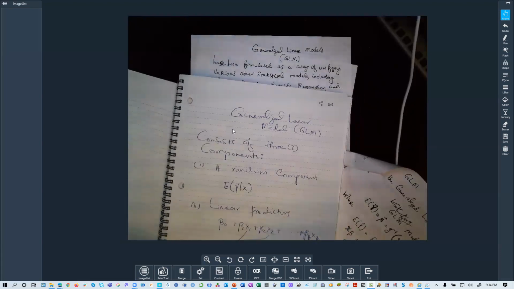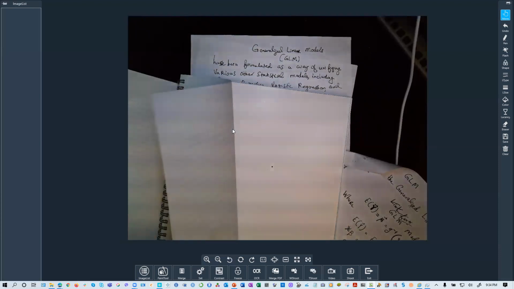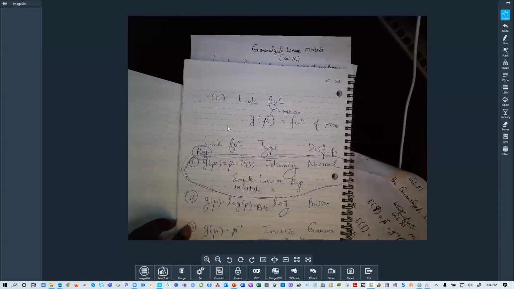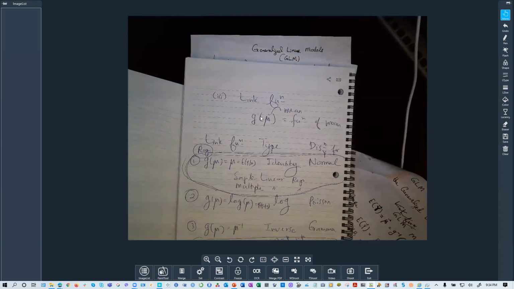You have a random component, you have linear predictors, and the third part is something called the link function. Look at the link function. It's a function of the mean. If the function of the mean is the mean itself, then this is the link function. It is equal to the expected value of y given x. Same thing. The function of the mean.